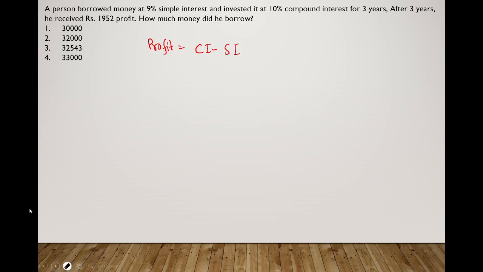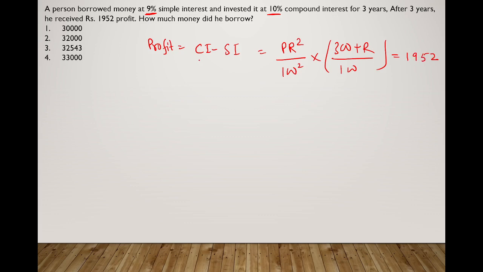So we have a formula for 3 years: P principal into rate to the power square into 300 plus rate of interest, divided by 100 to the power square into 100. But this formula is valid when the rate of interest for compound interest and for simple interest are equal. But here the rate of simple interest is 9%, and the rate of compound interest is 10%. So we have to put the values individually and then get the answer.